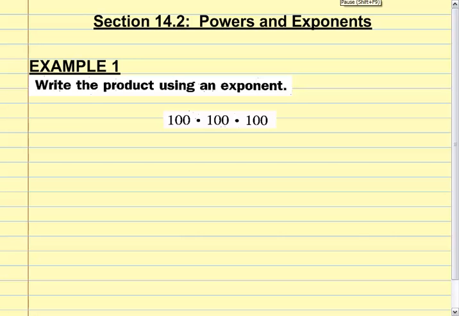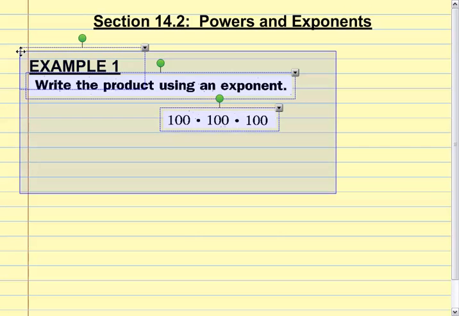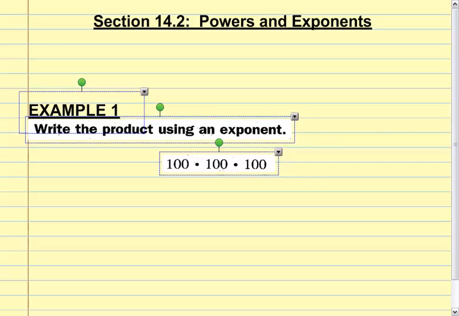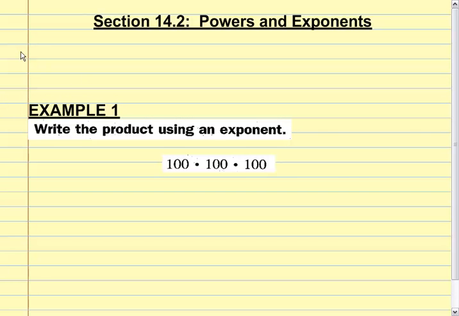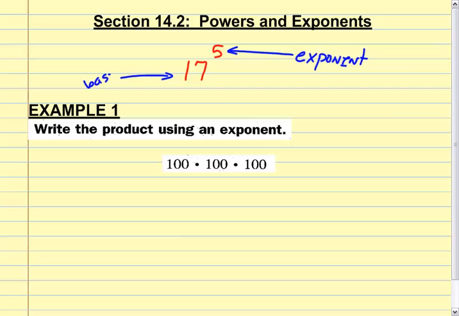Section 14.2, it says powers and exponents. I just want to remind you, let's say 17 to the 5th. This thing up here is called the exponent. That number is the exponent. This number down here is called the base. And this whole thing is called a power. Really, every number is a power, base and exponent together. Just to remind you of the terms.